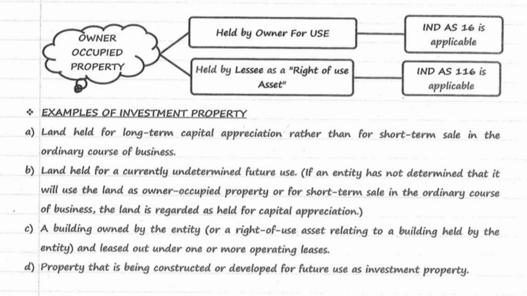A building owned by the entity or right of use asset, ROU asset, relating to a building held by the entity and leased out under one or more operating leases. Next, property that is being constructed or developed for future use as investment property. These are the examples of investment property.